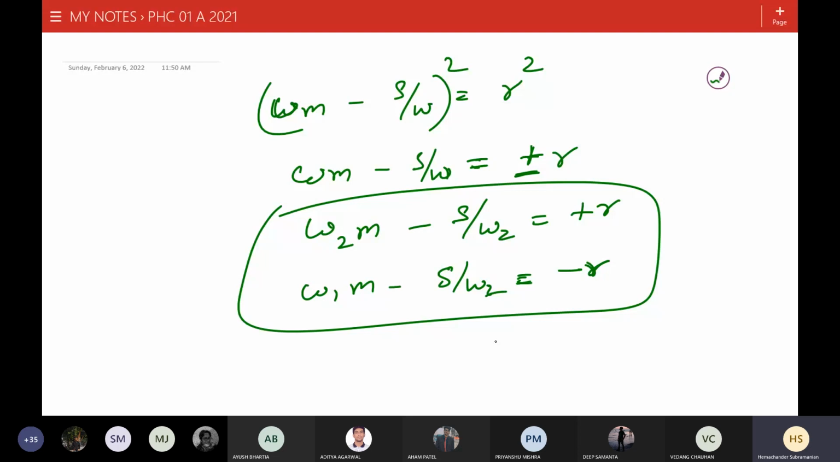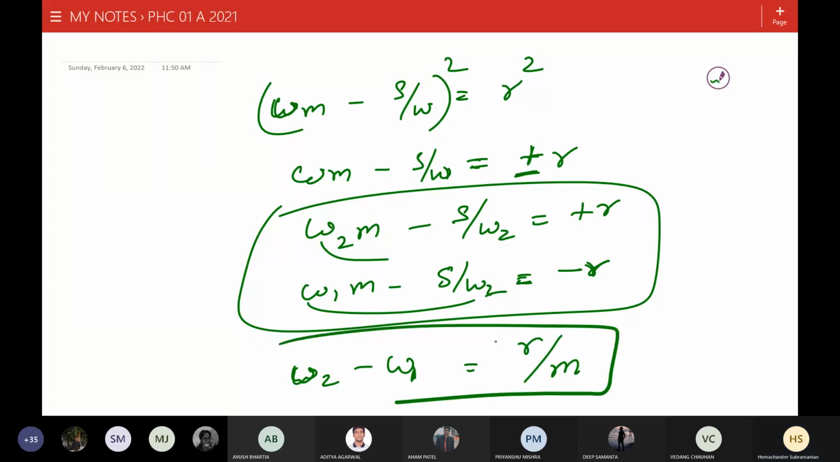So from these two equations, you can find omega 1 and omega 2, or you can find omega 2 minus omega 1. It's pretty easy. You multiply by omega 2 here, omega 1 there, and do that. It's a simple calculation. When you find it, omega 2 minus omega 1 equals r over m. So the bandwidth is very simply just r over m. If you increase the resistance, you increase the bandwidth.